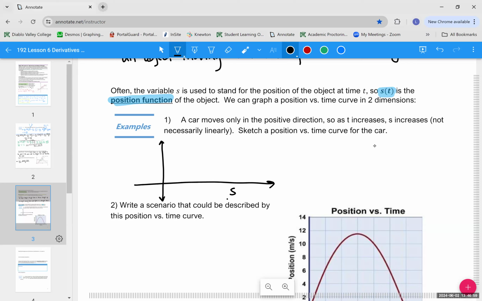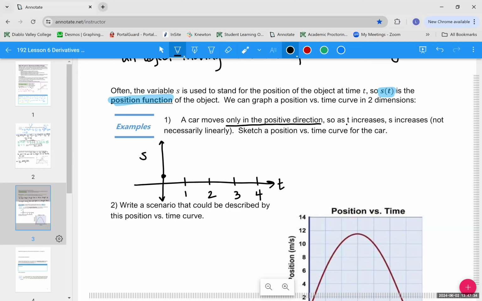And so we're going to sketch a position versus time curve. So t would be here, as time, maybe it's minutes, maybe it's seconds. And then the position s would be here. I'm not necessarily going to give it a specific scale. Wherever this car starts at t equals 0, what we do know is it moves only in the positive direction.